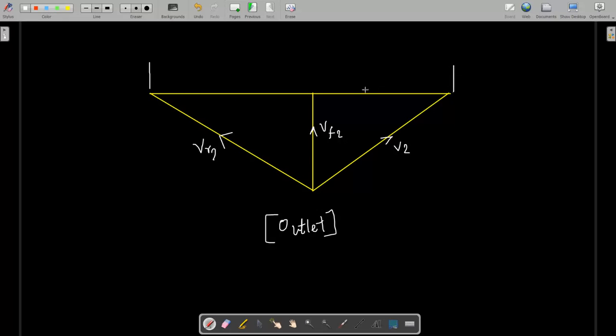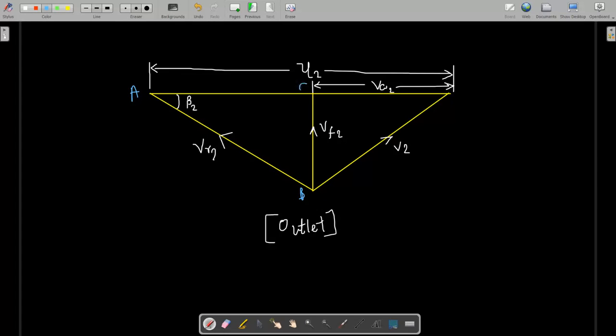From this point to this point, this whole distance is known as U2, the velocity at outlet. And the remaining one here is known as VW2. And the angle made between these two is known as beta at outlet, that means beta 2, and this is the blade angle at outlet. Now I am giving the names: this is A, B, C and D.